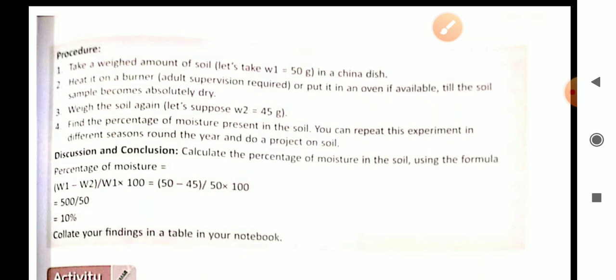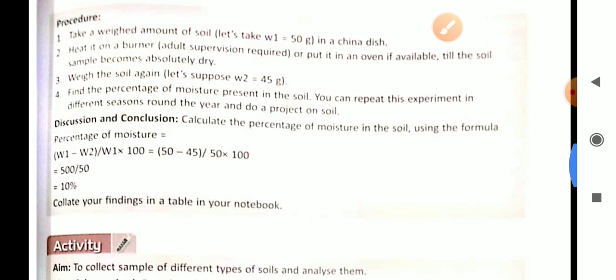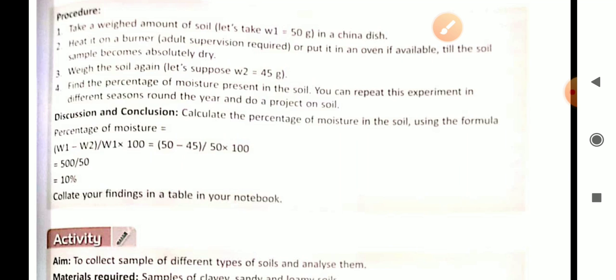You can repeat the experiment in different seasons round the year and do a project on soil. Then calculate the percentage of moisture in the soil. Here we have to multiply the finding with 100. Then we will get the percentage. So 50 minus 45, that means the water lost from it, divided by 50, that is the weight of the soil, into 100. It is 10%.